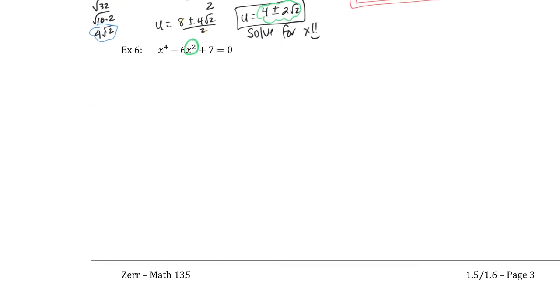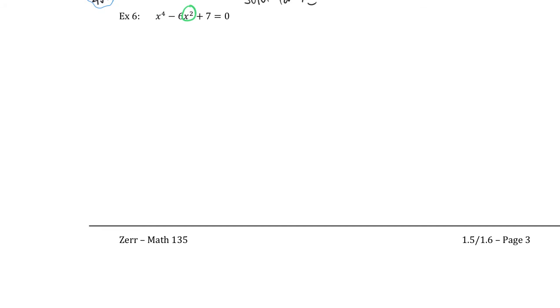Okay, moving on, let's do this last one. So we have x to the 4th minus 6x squared plus 7 equals 0. So I'm going to use substitution. So let's let x squared equal u. So then x to the 4th would be u squared. Okay, so we can plug those in. So I have x to the 4th, so that's u squared, minus 6x squared, so that would be minus 6u, plus 7 equals 0.